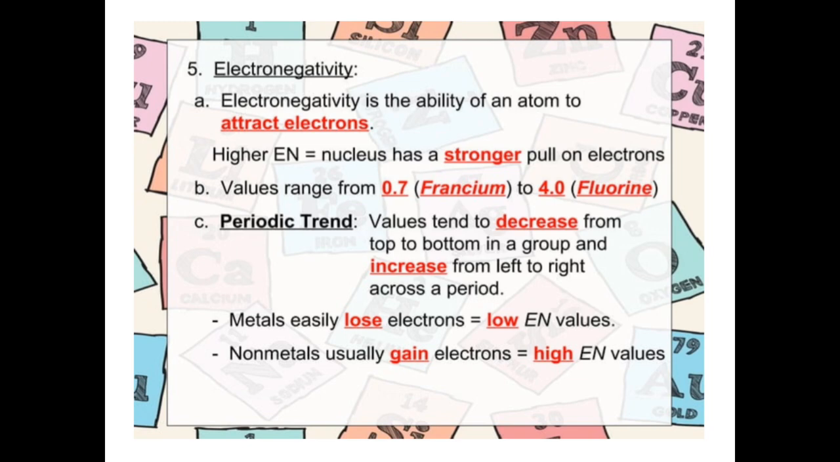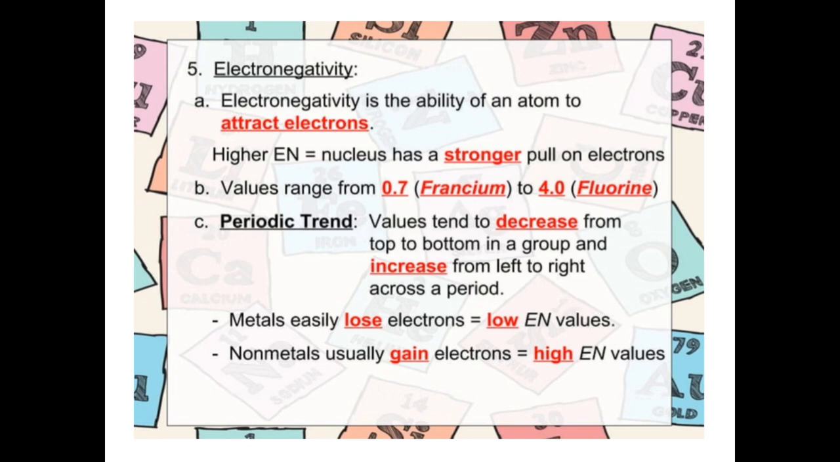Electronegativity is the ability of an atom to attract electrons. Electronegativity can also be defined as the measure of attraction an atom has for bonding electrons. Of course, please note that fluorine is the most electronegative element.